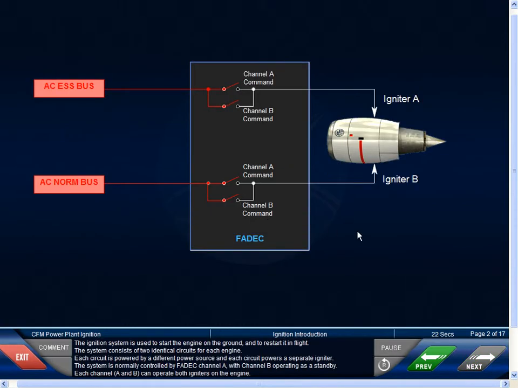The ignition system is used to start the engine on the ground and to restart it in flight. The system consists of two identical circuits for each engine. Each circuit is powered by a different power source, and each circuit powers a separate igniter.